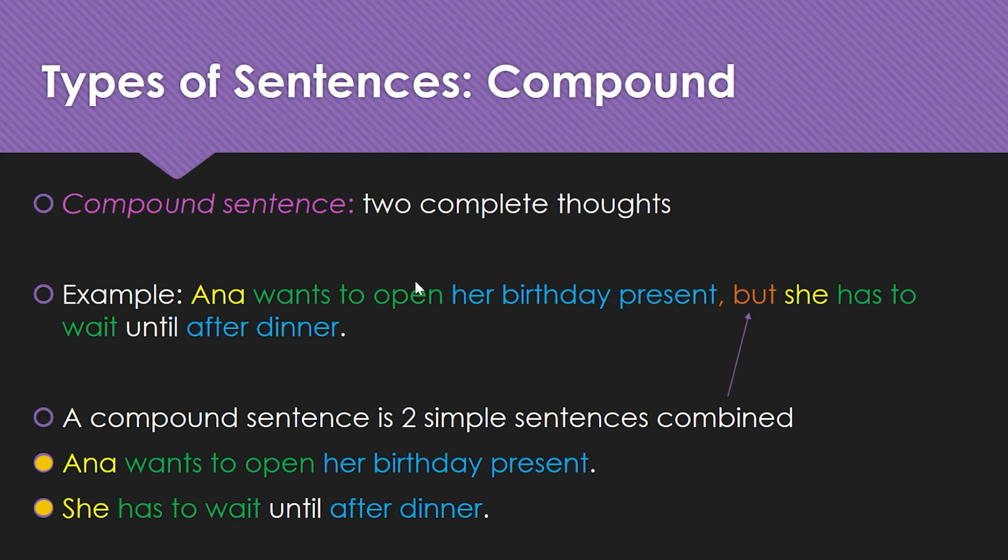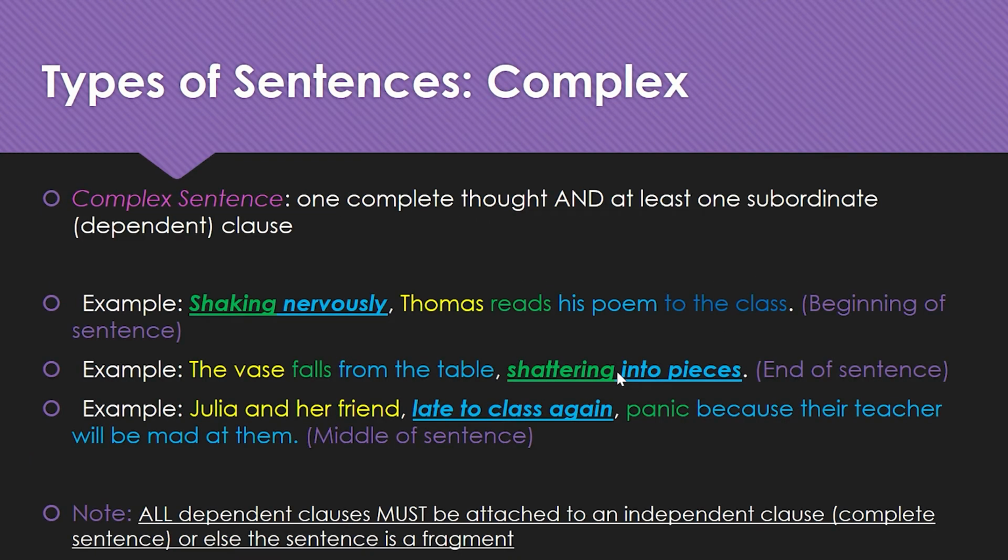And a compound sentence is pretty much just combining those two simple sentences together with a coordinating conjunction. A complex sentence, I wanted to say it was a little more complex, but it's actually very easy. A complex sentence is the combination of at least one complete sentence and a dependent clause. It depends on a complete sentence to make sense. So a dependent clause is pretty much a fragment, and it depends on a complete sentence to make sense.